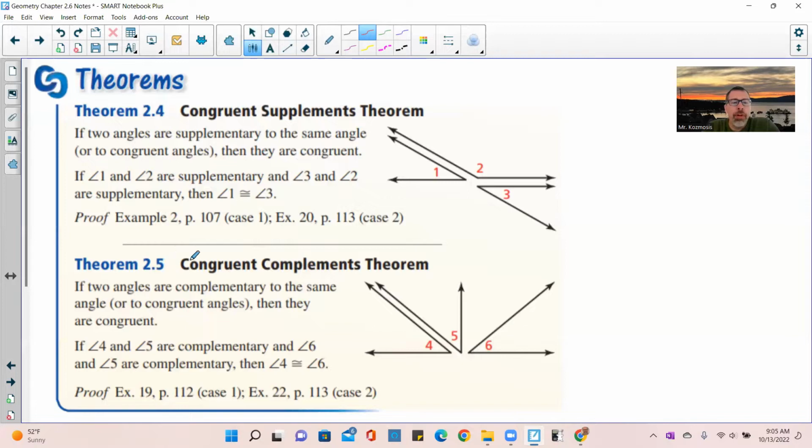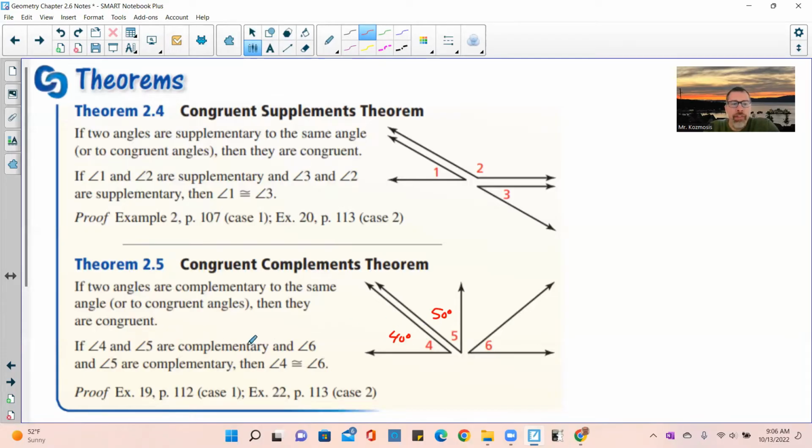Then there's theorem 2.5, congruent complements theorem. It's very similar to the supplements theorem, except it's two angles that add up to 90 degrees. So if two angles are complementary to the same angle or two congruent angles, then they are congruent. So it says if angle 4 and angle 5 are complementary, in other words, say angle 4 was 40 degrees and angle 5 is 50 degrees, they're complementary, they add up to 90.